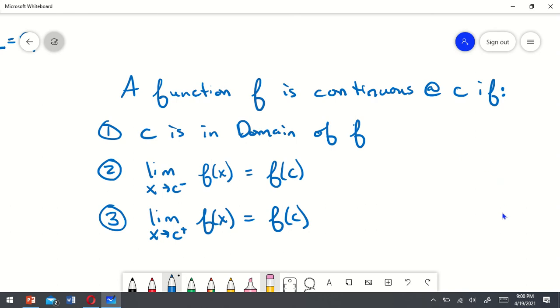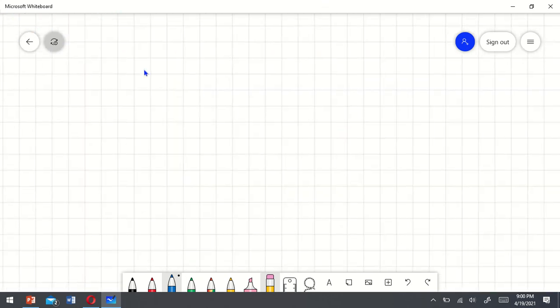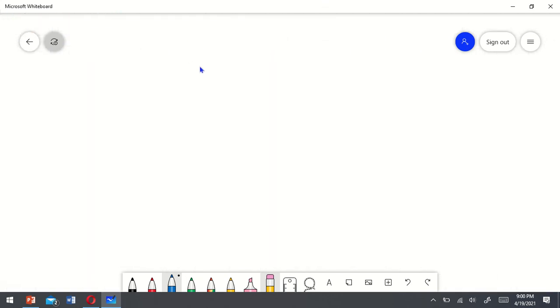So I want to wrap up this video with one final example where we're going to work with a piecewise function, and we are asked to determine where this function is continuous. So we're given a function, and it has different rules depending on where in our domain we are.